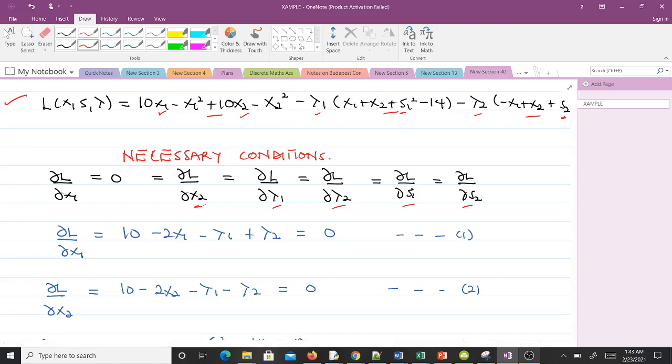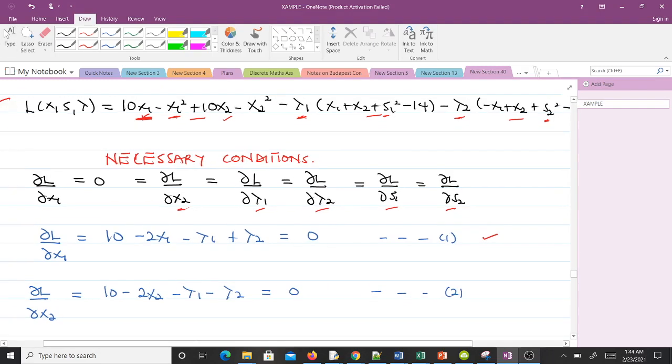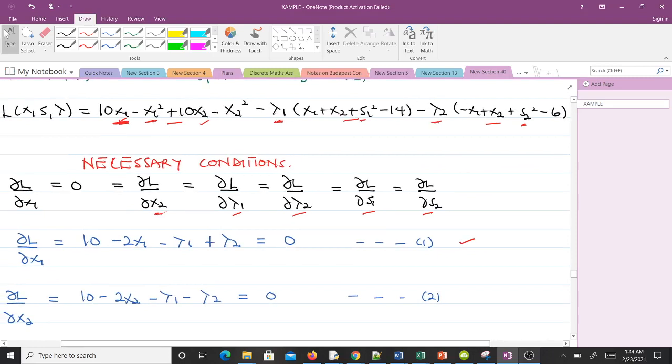So now let's find the partial derivatives. When you find a partial derivative of L with respect to x1, you're going to get 10 minus 2x1 minus lambda 1 plus lambda 2. Okay, so if you find with respect to x2, you can pause the video and do that. You're going to get 10 minus 2x2 minus lambda 1 minus lambda 2 equals 0. And that's equation 2.